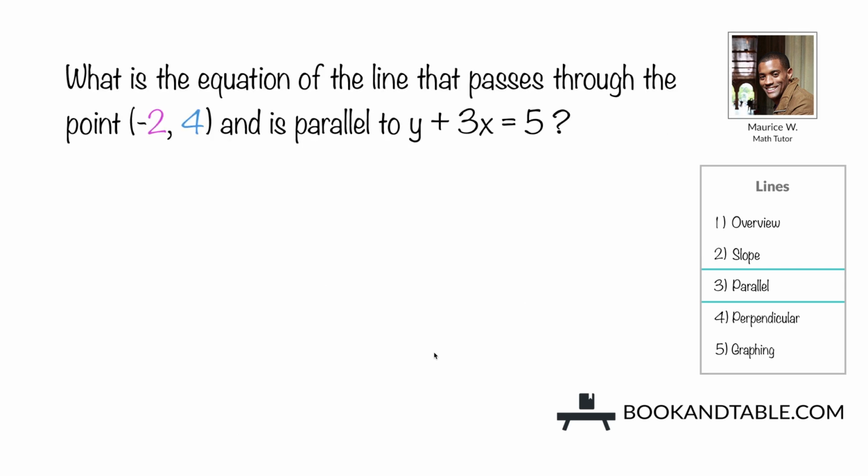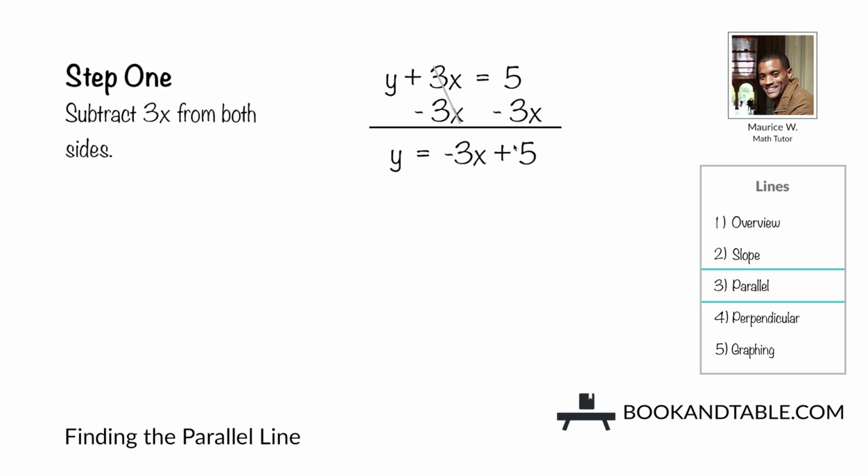Let's have you walk through another example from start to finish. What is the equation of the line that passes through the point -2, 4 and is parallel to y plus 3x is equal to 5? So the first thing we'll notice is the equation of the line can be given in standard form, but as we saw, we want to have it in slope-intercept form. So the first thing we'll do is change this from standard form to slope-intercept form. So y plus 3x is equal to 5. Step 1, we'll subtract 3x from both sides to give us y is equal to -3x plus 5. So this is the equation of the line that is parallel to the one that we are looking for.